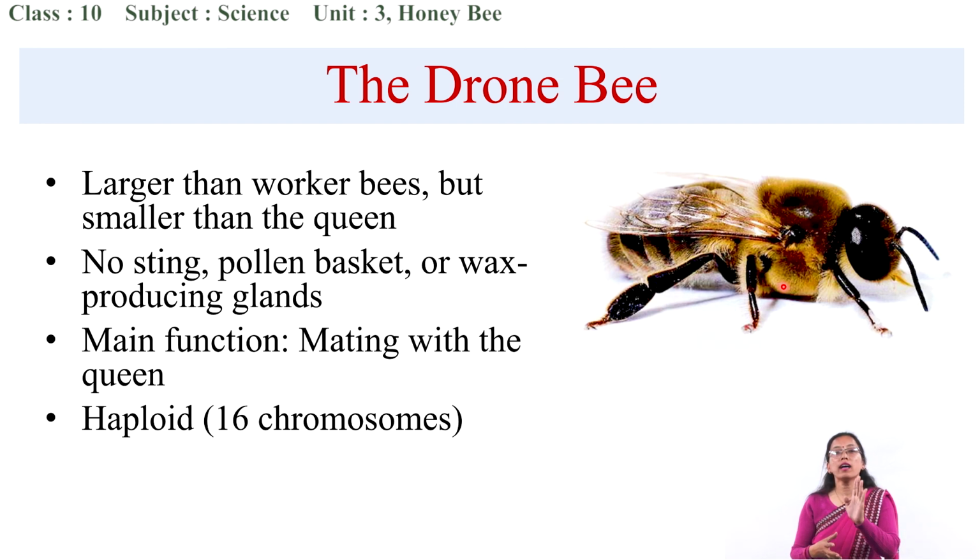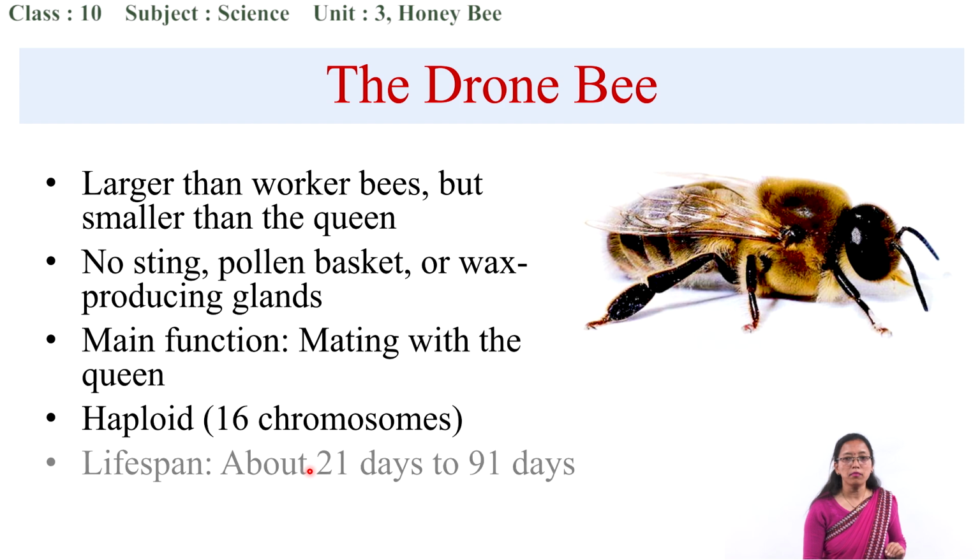This honeybee has only 32 chromosomes, in pairs we can say 16 pairs of chromosomes, but this drone bee has only a haploid chromosome number. Haploid number means a single set of chromosomes, that is, 16 chromosomes are present in the drone bee. In other bees like the queen bee and worker bee, they have 32 chromosomes, but in the case of the drone bee only 16 chromosomes are present.